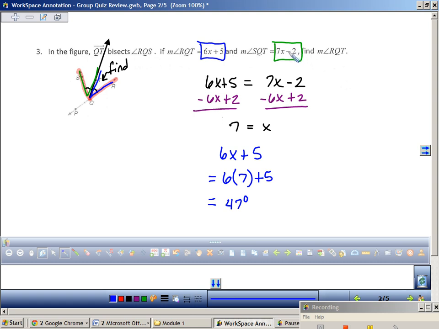But Mrs. Muller, I plugged in the green angle and I got 47 too. How could that be? They're the same. Right? Shouldn't you get the same thing? They're both 47 degrees. They're both equal.